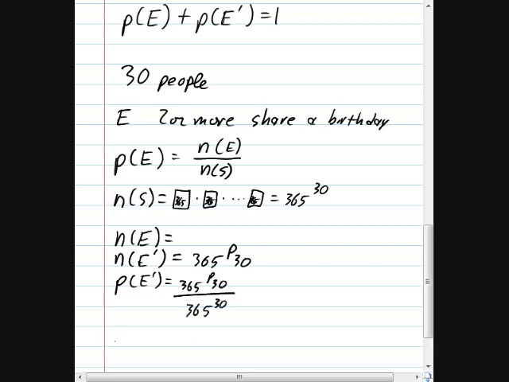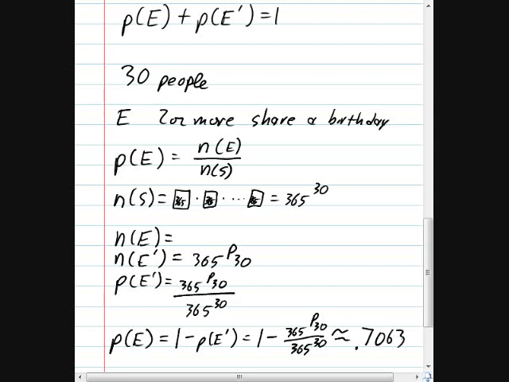So we can find the probability of E by solving for it in our formula above, and that's equal to 1 minus the probability of E complement, which is equal to 1 minus 365 pick 30 divided by 365 raised to the 30th power. And if you work this out on your calculator, you'll see that it's approximately equal to 0.7063, or roughly a 71% chance that 2 or more people share the same birthday. I'll bet that you thought it was a lot lower than this before we started the problem.